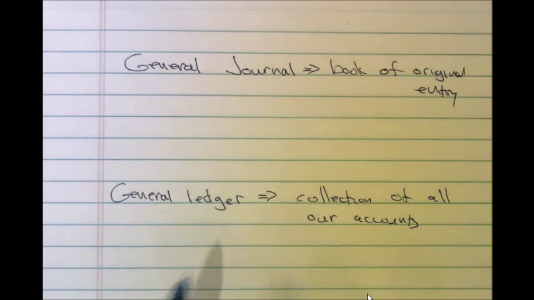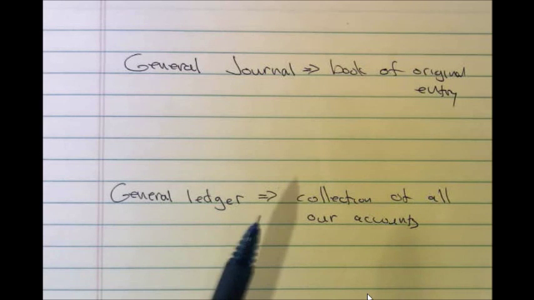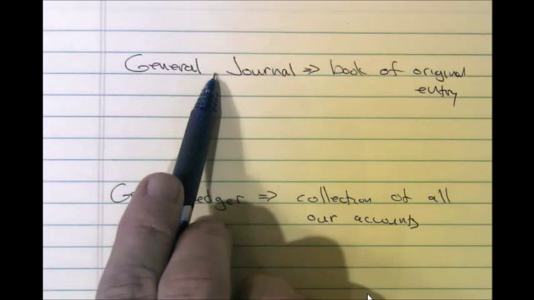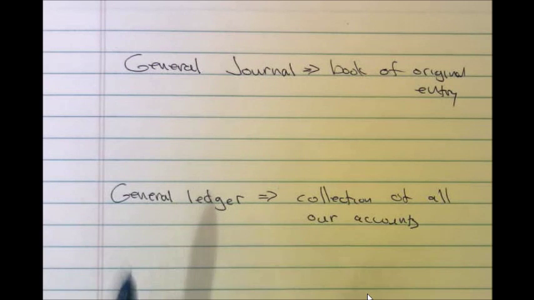So these two forms. You'll hear the words journalizing and posting. We run into a transaction. The very first thing that I do is I journalize it in the general journal, and then I post it to the general ledger. Now we're going to do this through example. So the first thing I'm going to show you is what a journal looks like.